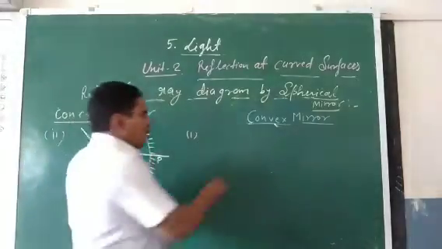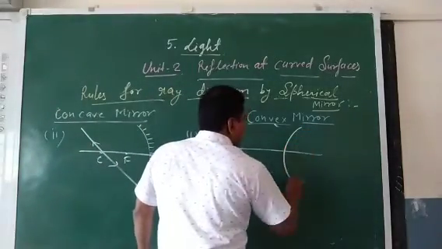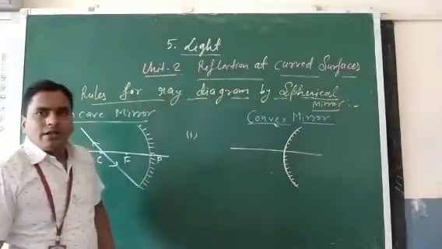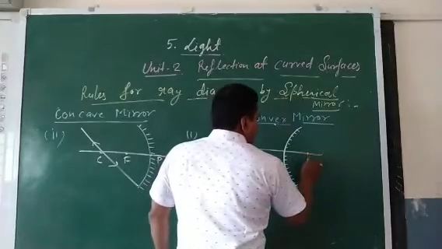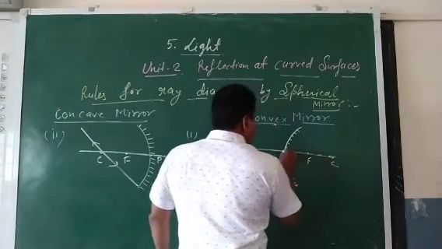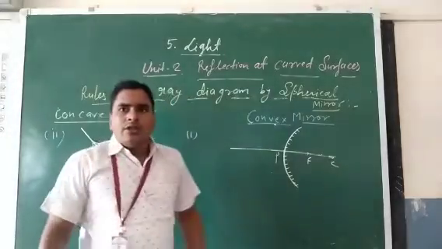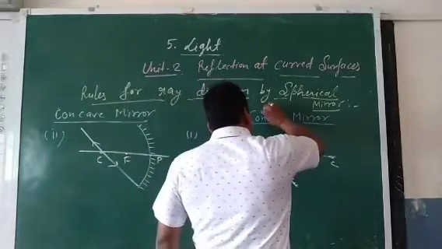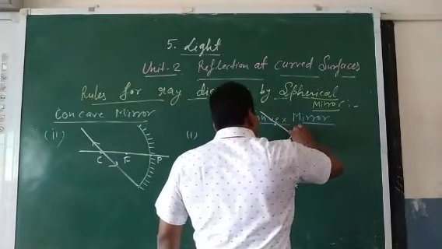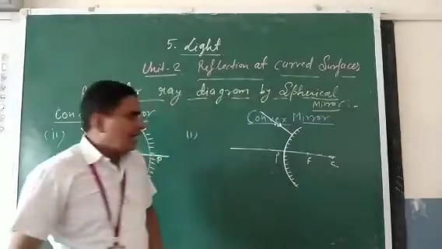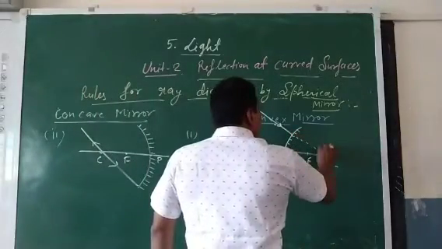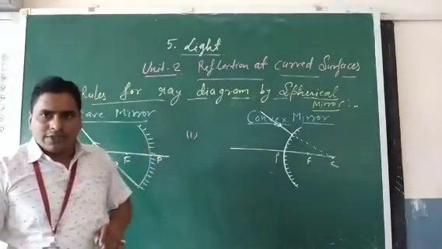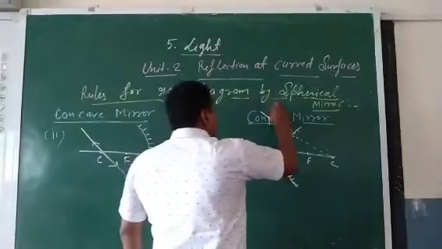We can show it in case of a convex mirror. In a convex mirror, here focus, center of curvature, pole. When a ray of light is coming, or appears to be coming, through the center of curvature, after reflection it will return back along the same path.